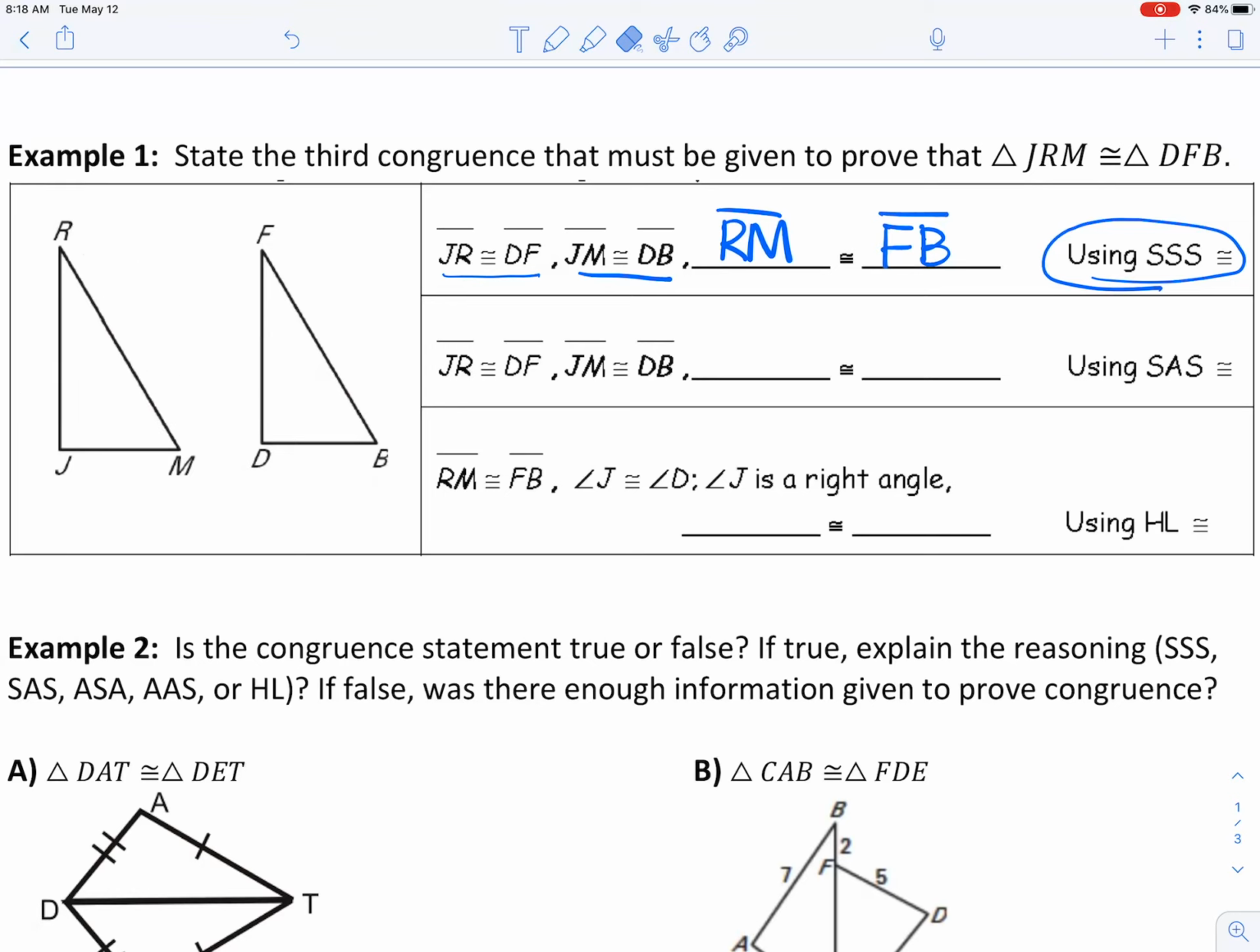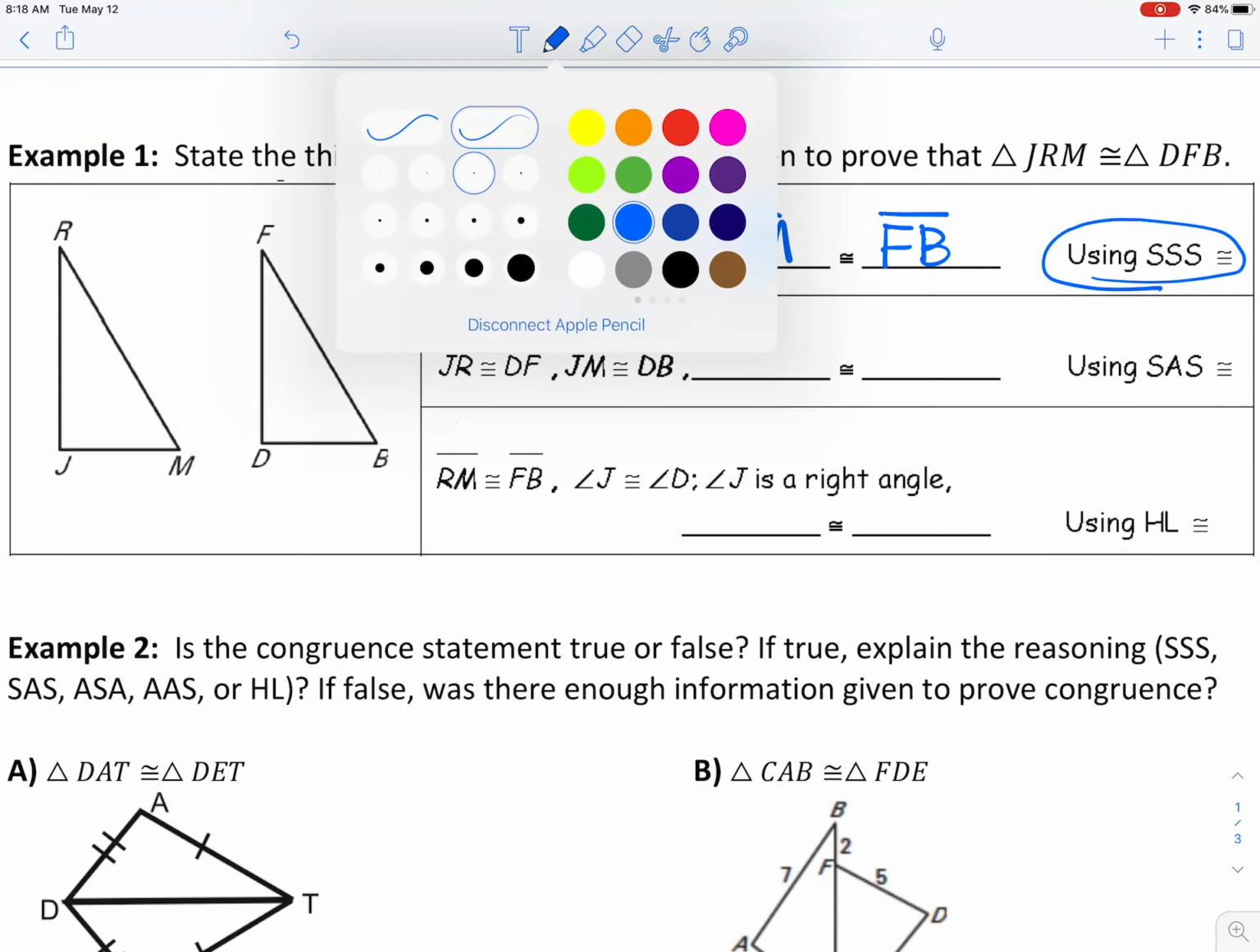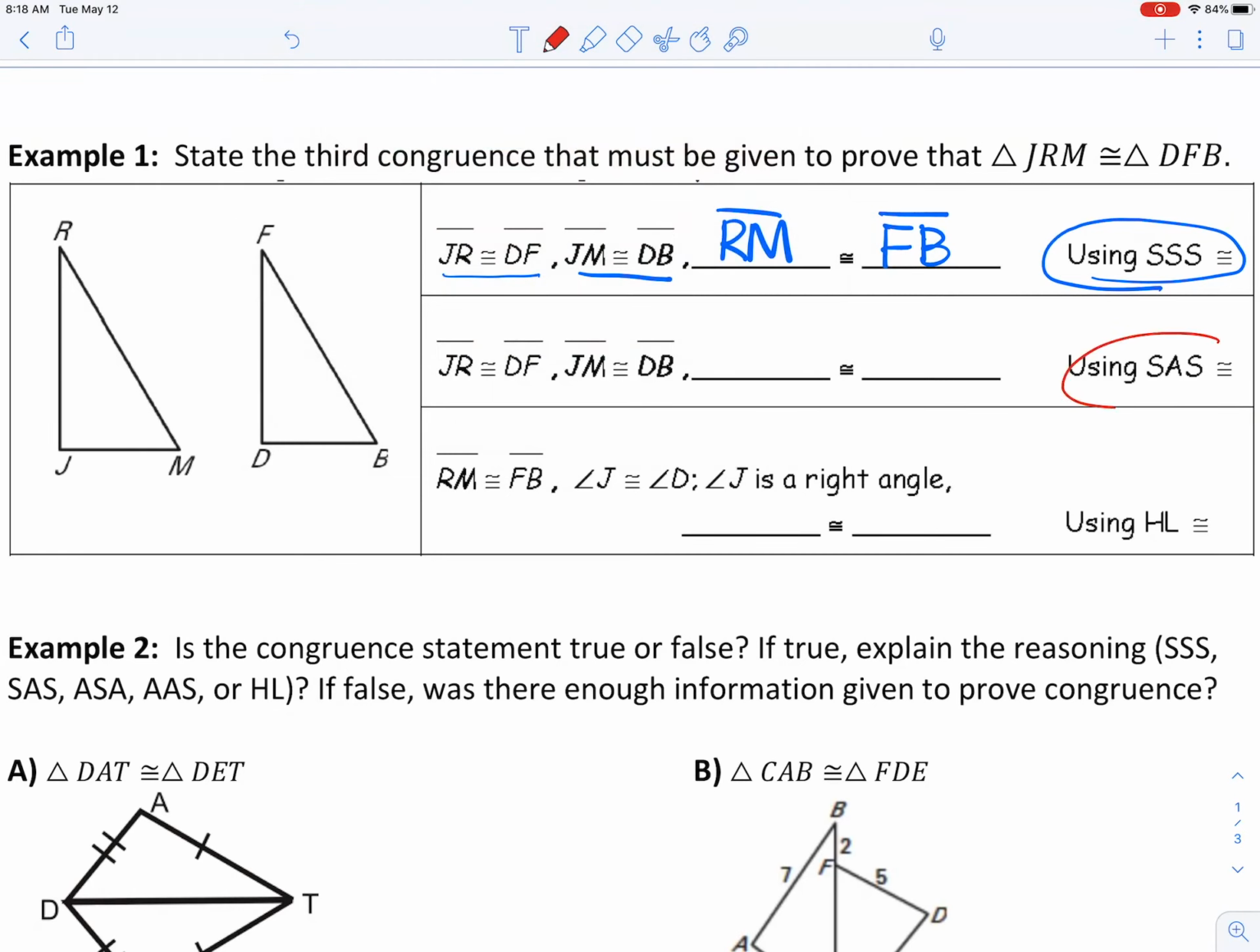Okay? I'm going to actually erase what I drew here, because the next one we're going to use the same picture but a different concept. Okay? So now we're going to use side, angle, side. So let's take a look. It tells us that JR is the same as DF.